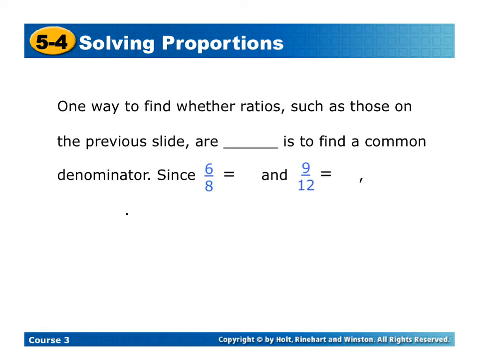Now one way we can find whether ratios such as those on the previous slide are equal is to find a common denominator. So for example, 6 over 8 and 9 over 12. 8 and 12 both go into 24. We can create a common denominator and we find that they are actually equal.